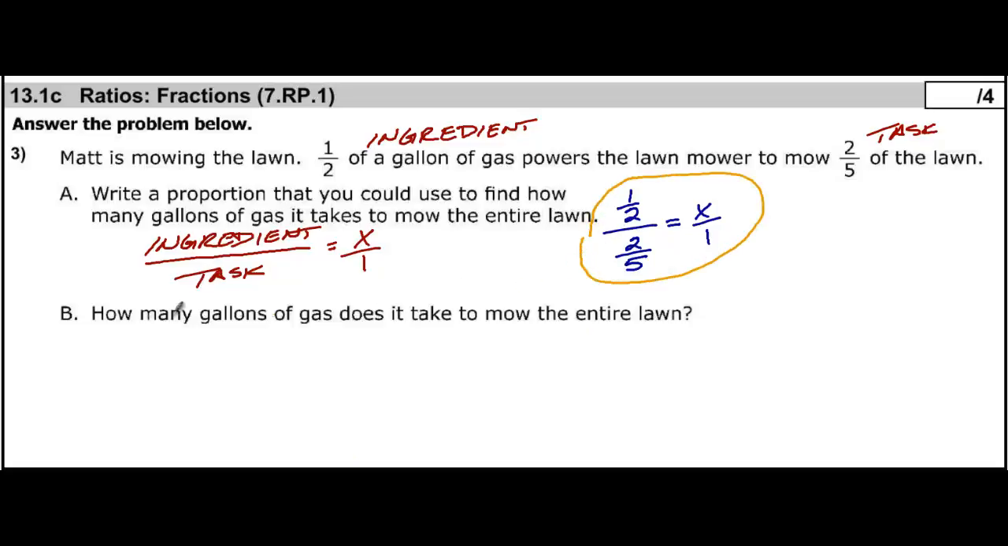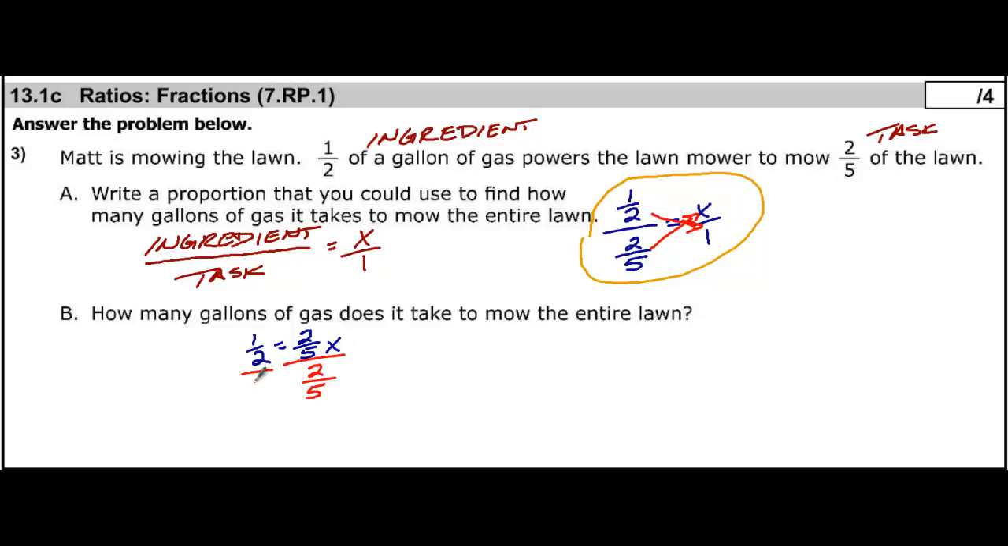Now, the second question, part B, how many actual gallons of gas will it take? So now we're going to solve this. And to solve this, first we're going to cross multiply. Let me change up the pen color here. We're going to multiply 1/2 times 1. That's 1/2. We're going to multiply 2/5 times x. That is 2/5 x.